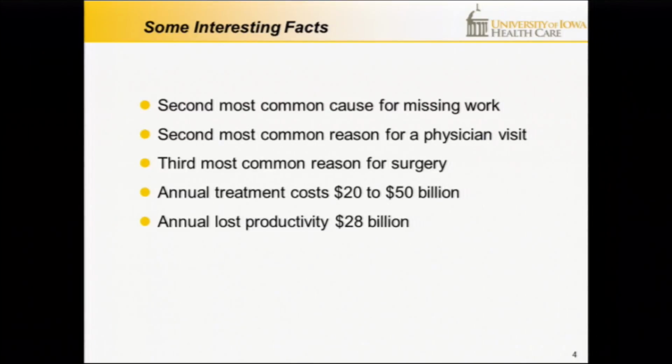So some interesting facts related to back pain and back injuries. Statistically speaking, it's the second most common cause for people to miss work, second most common reason for a physician visit, and third most common reason for elective scheduled surgery. And then the costs: 20 to 50 billion annual treatment costs for back pain and back injuries. Annual lost productivity as a result of back pain is about $28 billion. So there's a lot of expense involved.